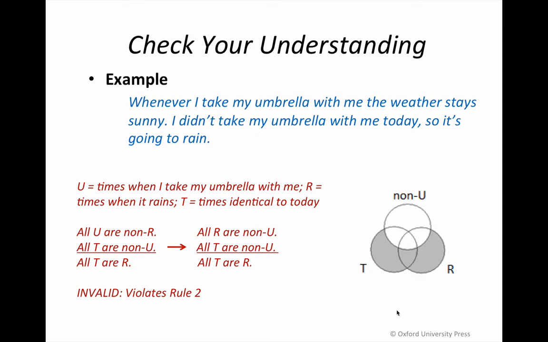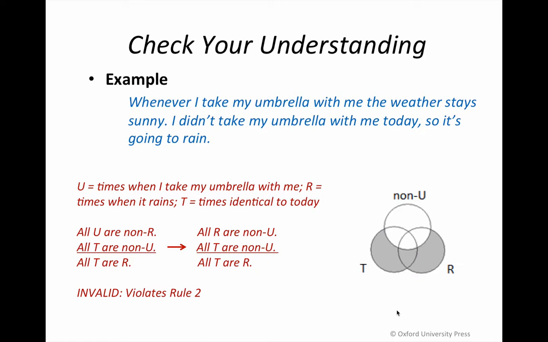Why do we have to translate weather stays sunny to non-R? Well, notice that the conclusion is it's going to rain. So we need to have the class of rainy days or weather that's rainy be consistent from the conclusion to the premise in which it appears implicitly. So all U are non-R.